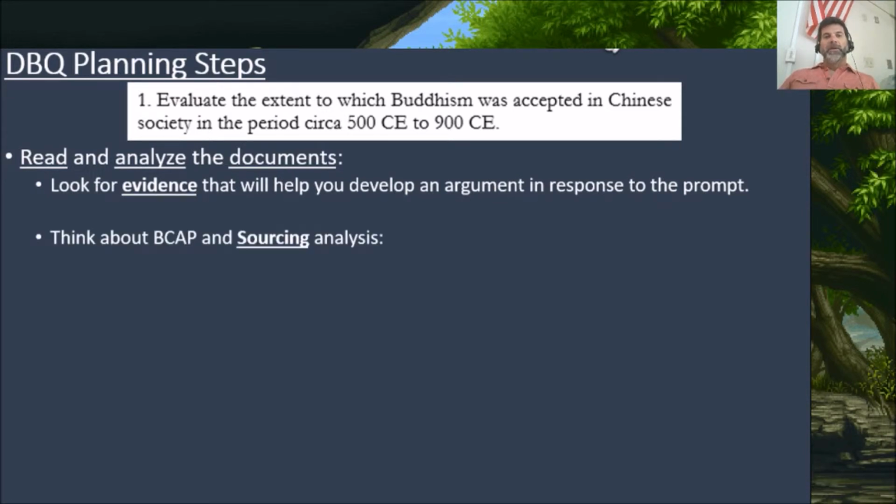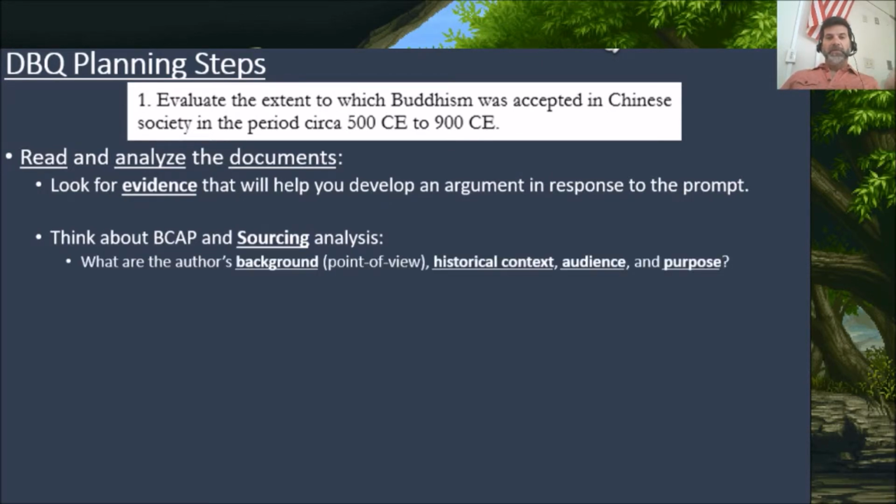Then, also as you're reading the documents, think about BCAP and sourcing analysis. So in my class, we use BCAP as an acronym to break down the different aspects of sourcing. So the author's background or point of view, so who is this author? What life experiences do they have or not have? What social class are they from? Nationality, religious background, place in society, gender, anything that affects the way this person might think about the world around them is important to keep in mind.